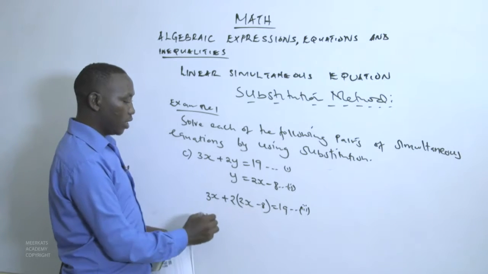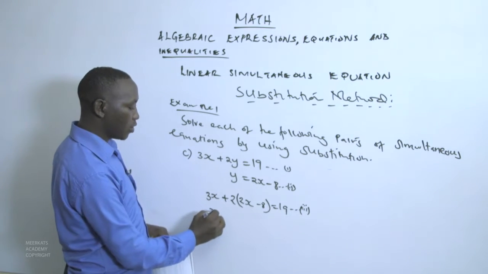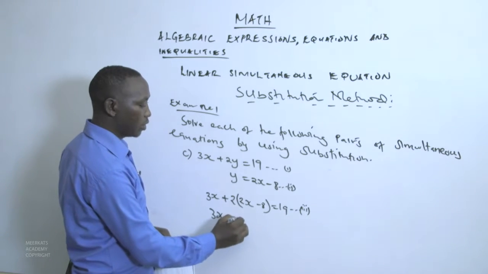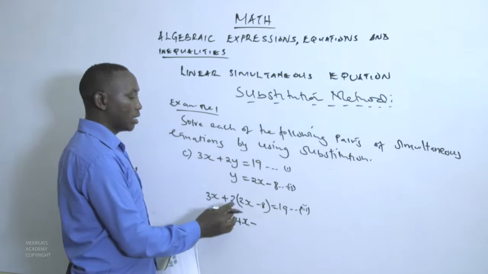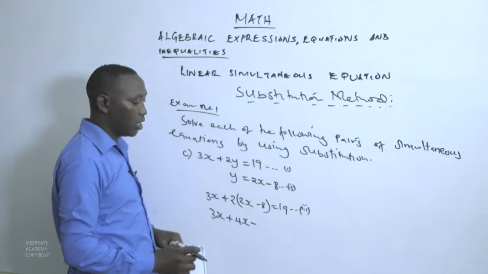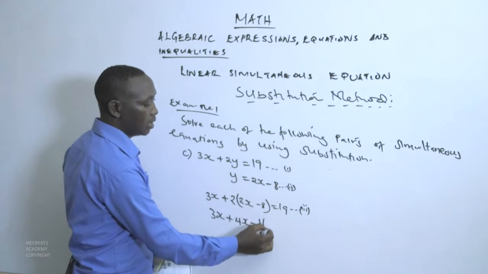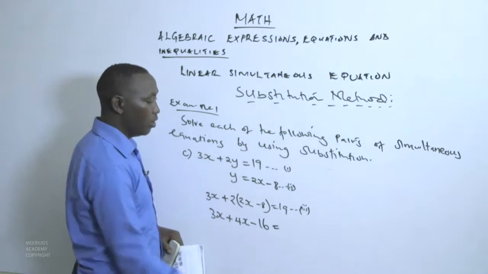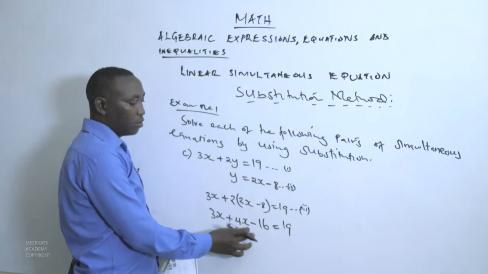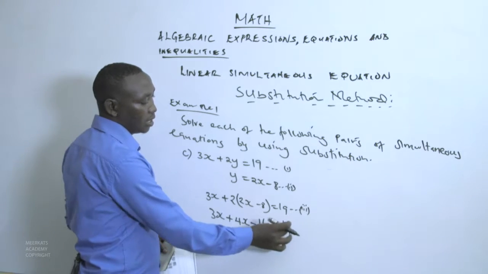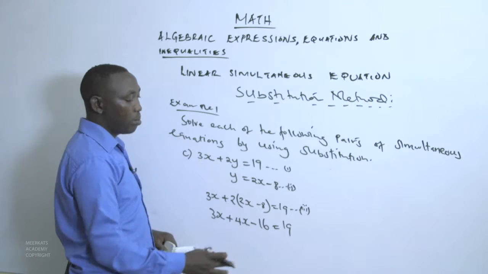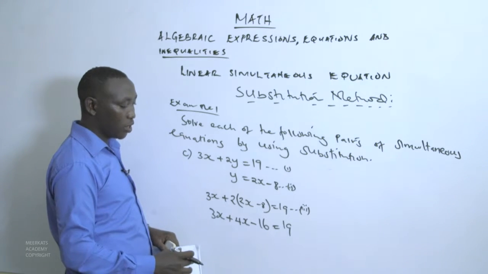If we expand this particular bracket, we're going to have 3x plus 2 multiplied by 2x, we're going to get 4x, subtract, because plus and minus will give us a subtraction. So 2 multiplied by 8 is 16, which is equals to 19. Again, you will discover that 3x and 4x are like terms, while negative 16 and 19 again are like terms, and we can group those like terms before we solve them.